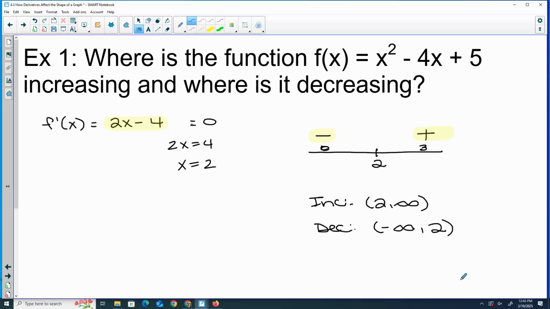Wait, so it has to be a max, but if it's 2 positives, then how does that work? Remember, critical points are where you might have a max or a min. You're not guaranteed to have one there. For instance, remember x cubed. X equals 0 is a critical point of x cubed. If you think about that function, is this a max or a min? No. So critical points might be a max or a min, but they do not have to be.